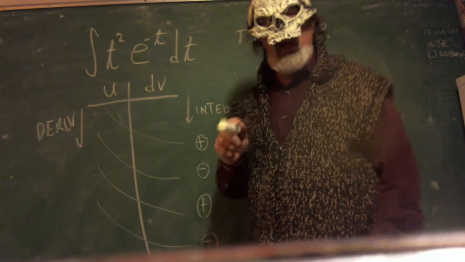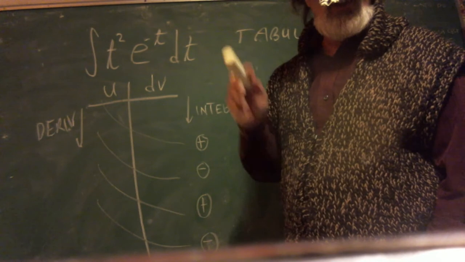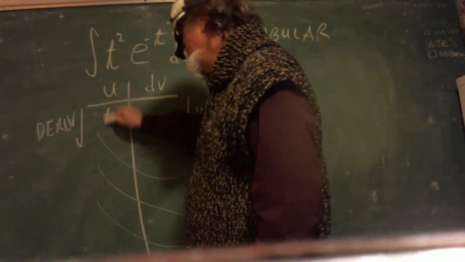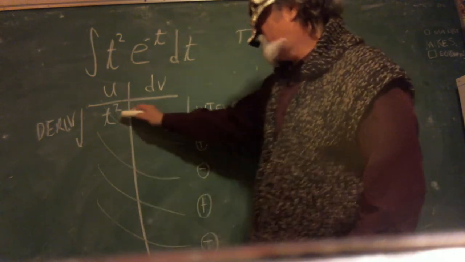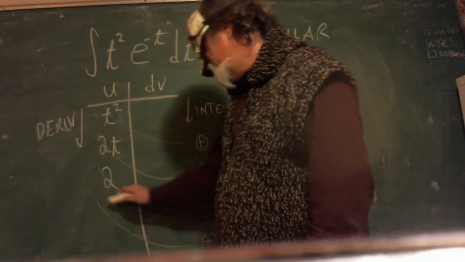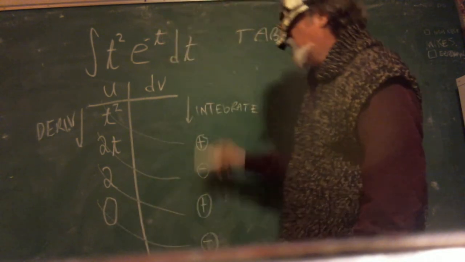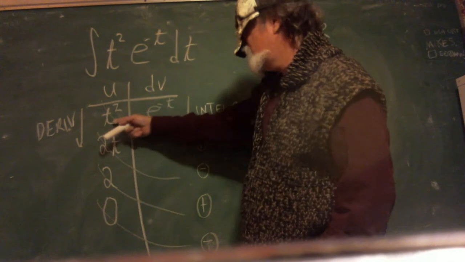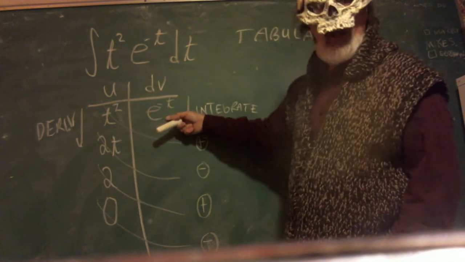It works when you have a factor that goes to 0 after repeated derivatives. And if you notice, you've got a t squared that does go to 0 after repeated derivatives. The first derivative of t squared is 2t. The second derivative is 2. And the third derivative is 0. You have to do an integration of the e to the negative t. So notice it's the original t squared, the original other factor.